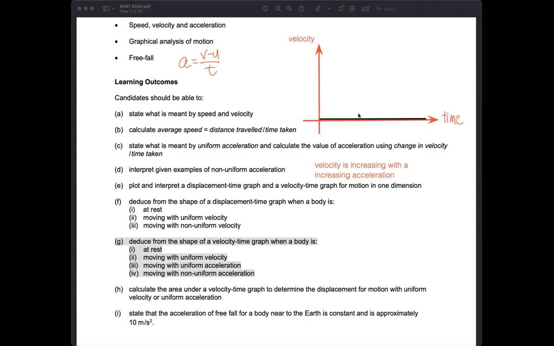So can I also say that the acceleration is zero as well? In this example, the velocity is zero. The acceleration is also zero because the gradient is zero. Is that clear? Understand? So in this example, the object is not moving because the velocity is zero.